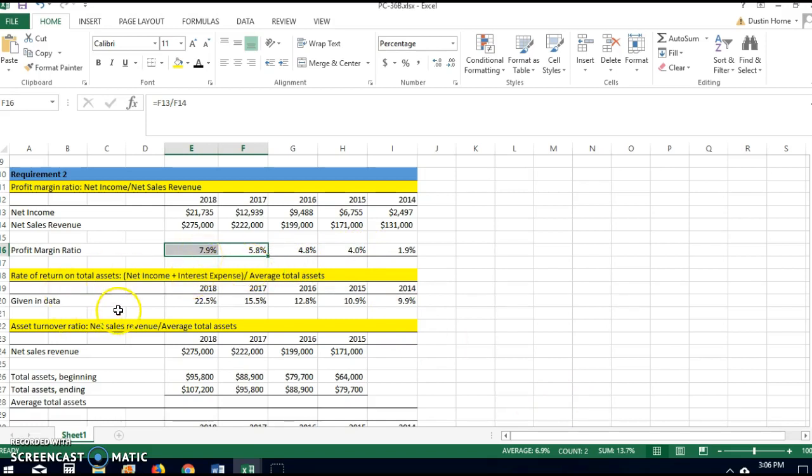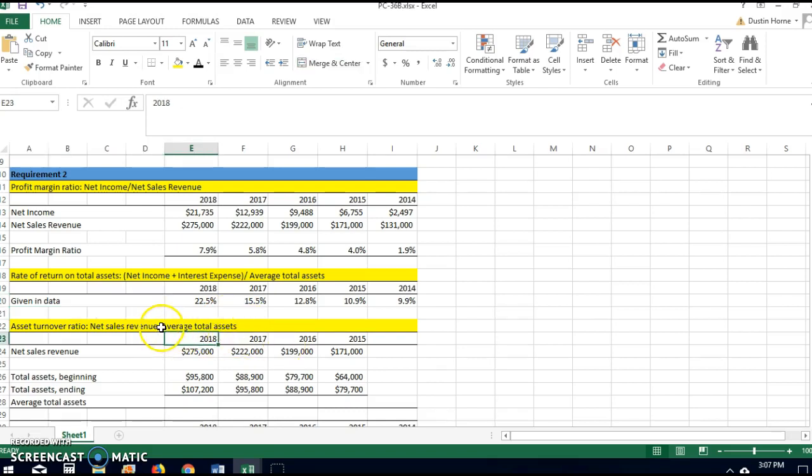All right, now let's look at our rate of return on total assets. This is another profitability analysis that we do. So we do profit margin ratio, rate of return on total assets. This is where you take your net income plus your interest and divide it by your average total assets. Well, in this situation here, we do not have to calculate this. This is given in the data, so you can see here our numbers and what they're doing. They're going up.